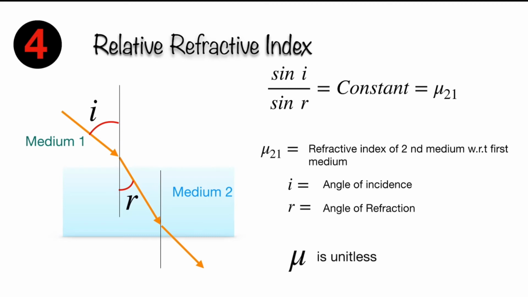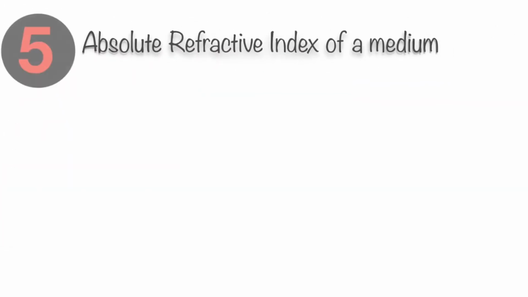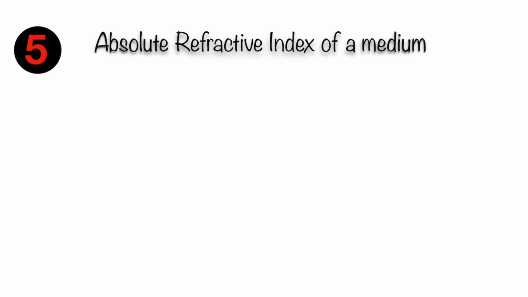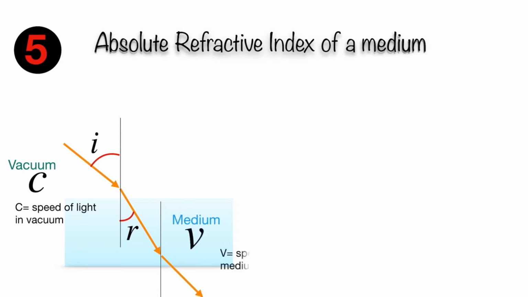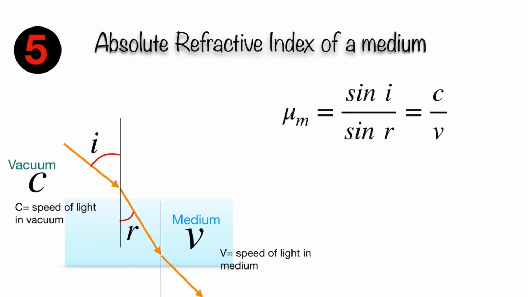And mu is unitless, it doesn't have any unit because it's a ratio of two trigonometric functions which are numbers. Number 5 is absolute refractive index of a medium. In case when medium 1 is a vacuum, the speed of the light in vacuum is given by c and the speed of light in medium 2 is v, then the ratio of sin i upon sin r is equal to c by v, and that is known as absolute refractive index of medium.